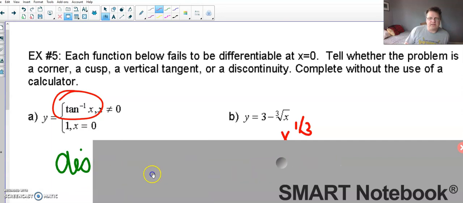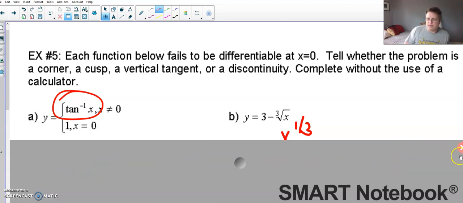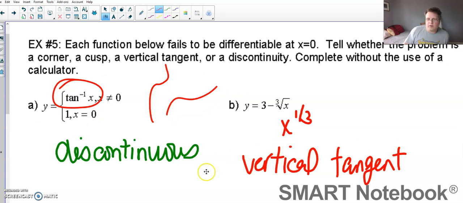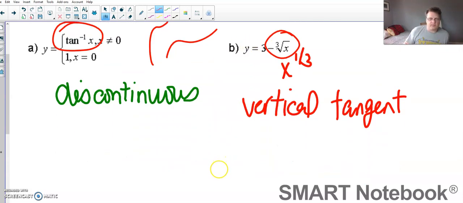But that's discontinuous at x equals 0, because it doesn't reach 1. Remember your tan graph? But the inverse, it doesn't work. Here we have a vertical tangent. Why is it a vertical tangent? Because this turns to an odd over an odd, so that has your vertical tangent. Discontinuous for A, vertical tangent for B.